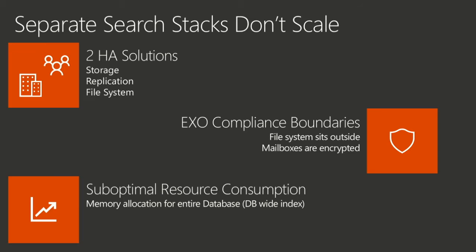And the last one is about resource consumption. So right now in the current architecture with 2 separate stacks, we have to allocate memory for the entire database since we use a database-wide index, which means that we're doing the work for indexing mailboxes that might be inactive or might not need it. So a little bit of a waste there.